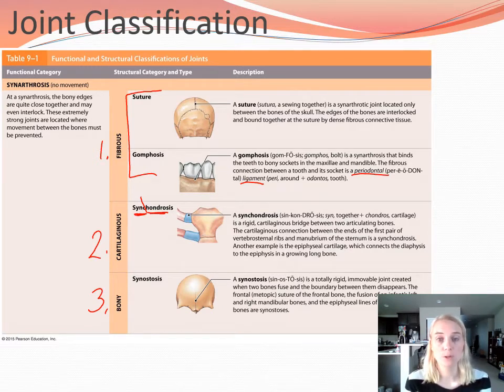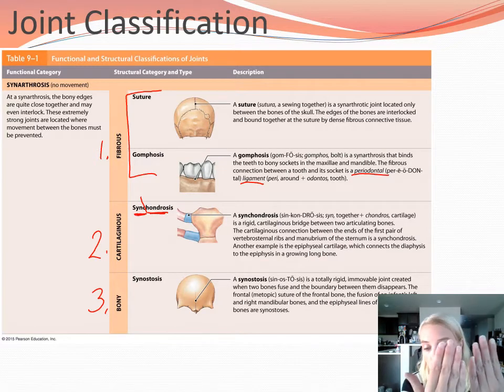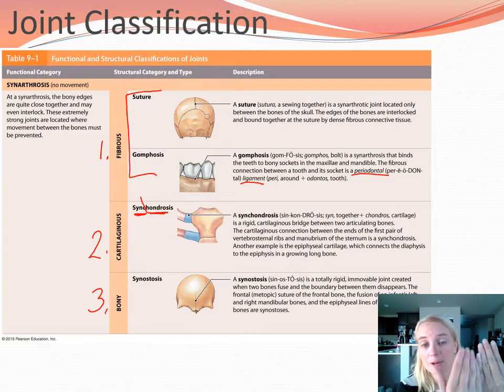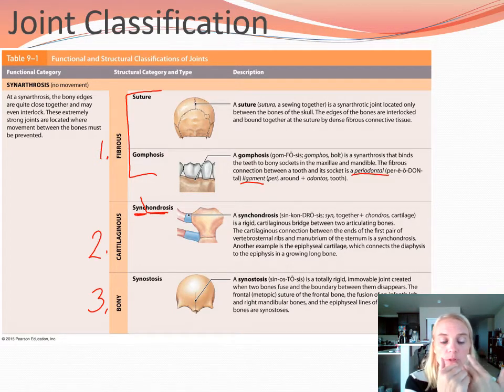So a bony fusion where you start off with two bones, they grow together and there would be an articulation, but eventually they're going to fuse. So a lot of times your synostosis is going to be where your bones are maturing from infant to childhood to adulthood. So you start off with smaller pieces and then they grow together, and that would be your synostosis.